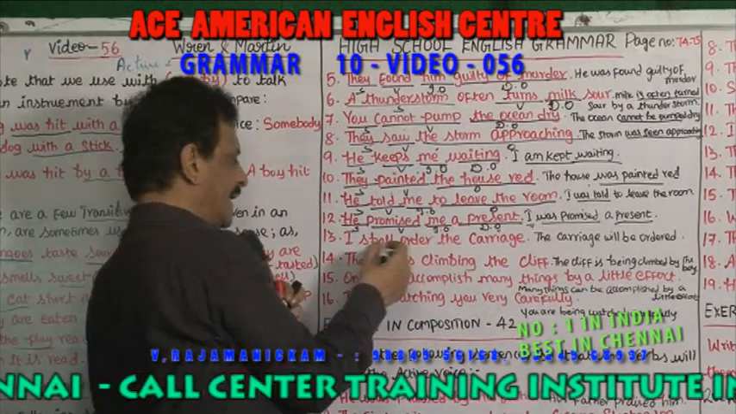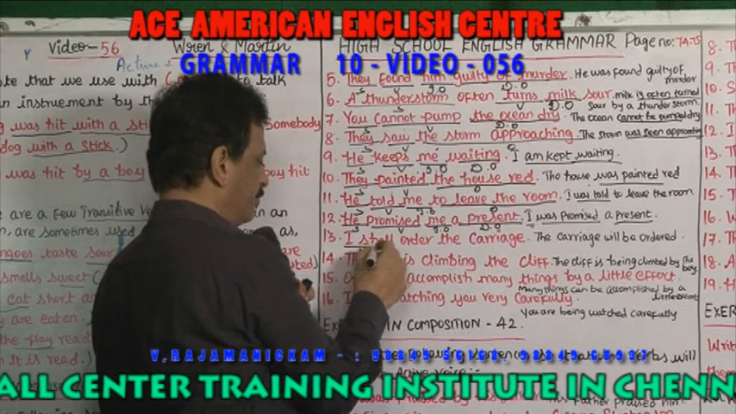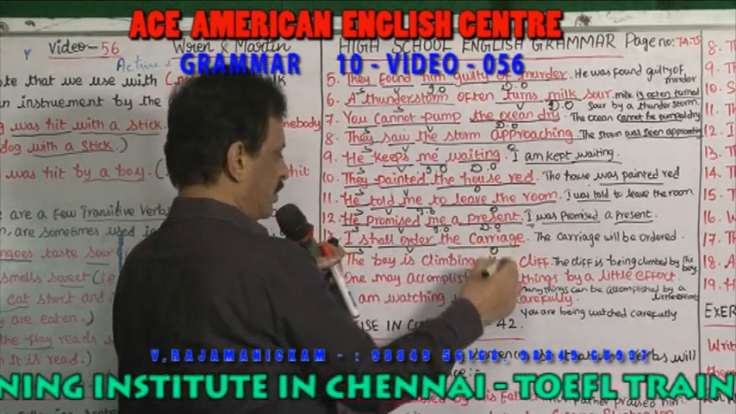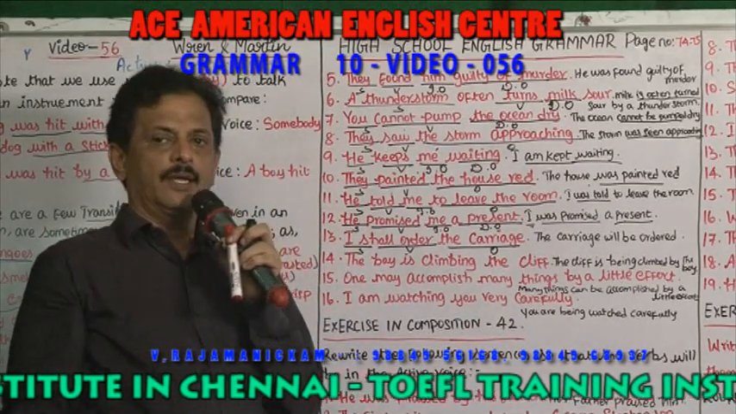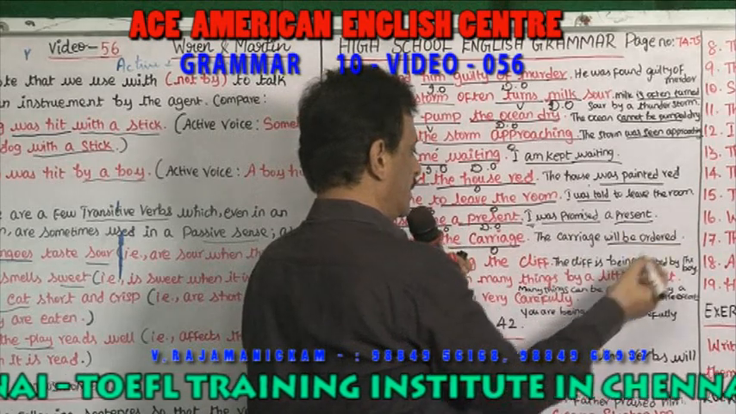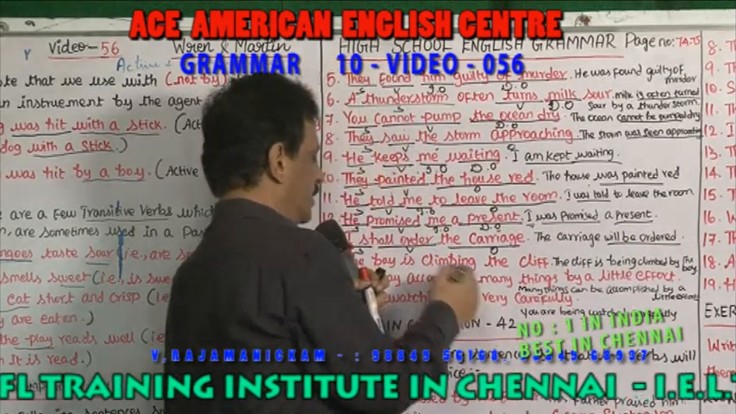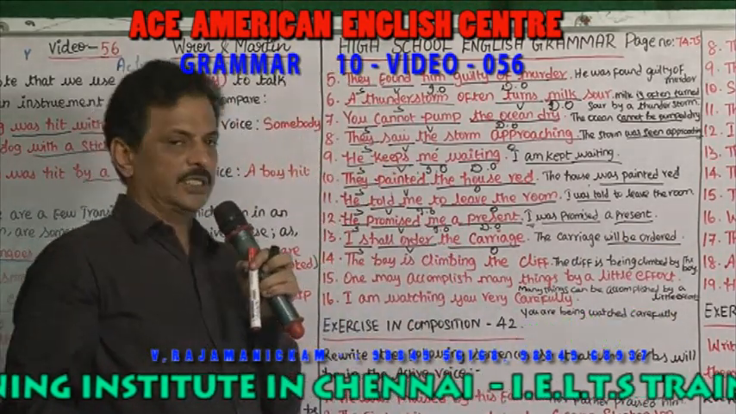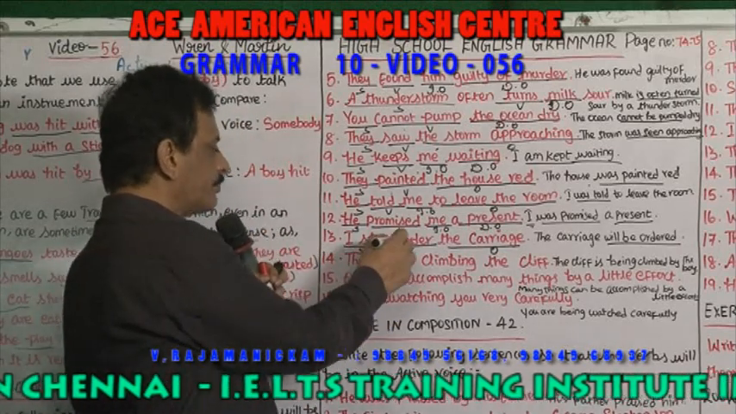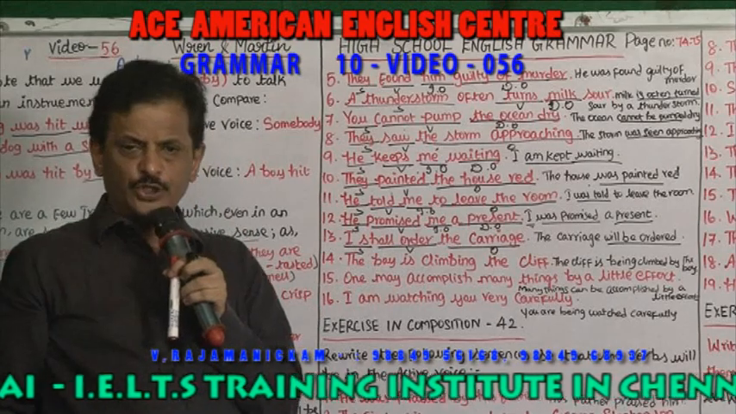I shall order the carriage. I subject. Shall order is the verb. What? The carriage becomes object. I shall order the carriage. And in passive voice, the carriage will be ordered. The carriage will be ordered. So shall order changes into will be ordered, because shall order is in the future.